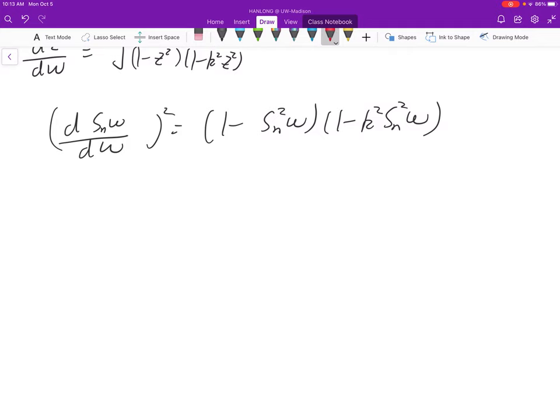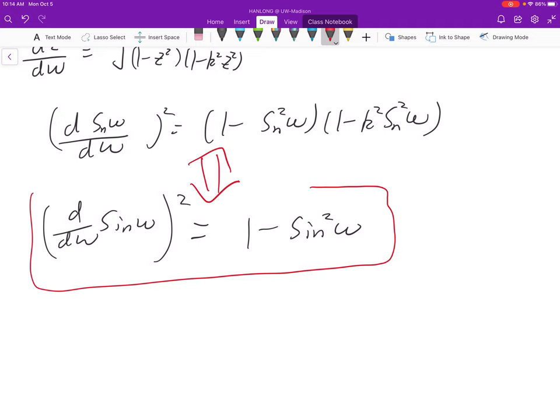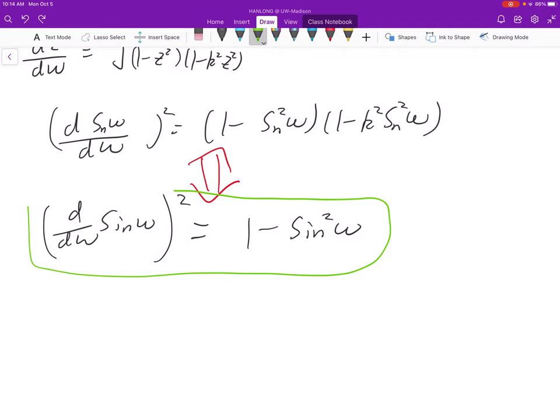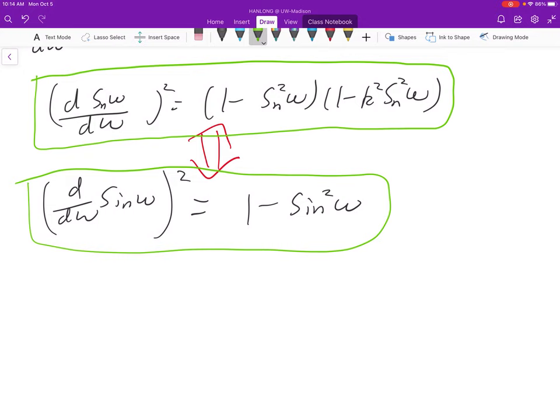So why do we call it a sine function? If you look at sine omega, then you have d sine omega over d omega squared is 1 minus sine omega squared. All the fancy stuff of sine, cosine comes from this formula, if you define sine by the integral as well. Here we call it the elliptic Jacobian sine function because we have a very similar relation. The derivative is expressed in terms of the original function.